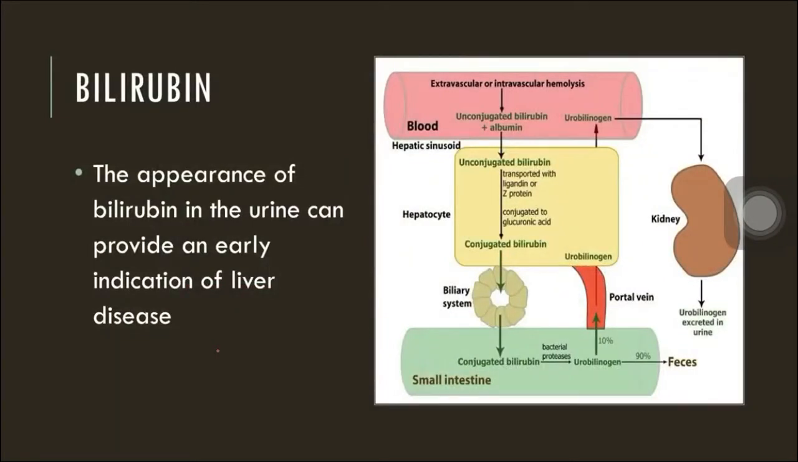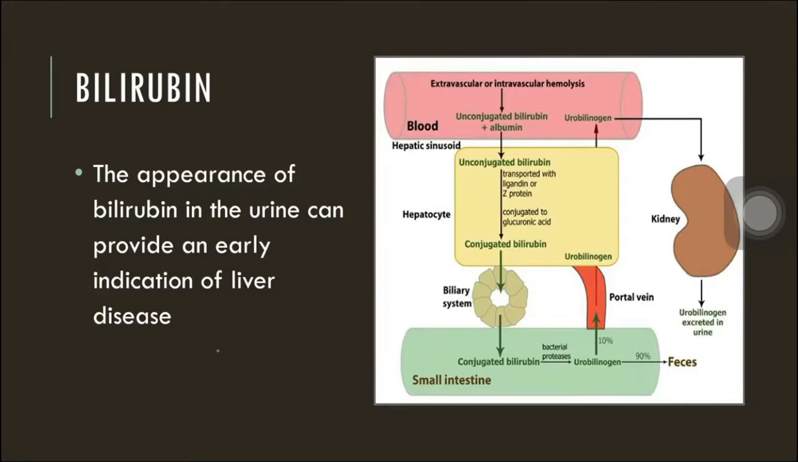Next, we now go to bilirubin. The appearance of bilirubin in the urine can provide an early indication of liver disease. Before we start the bilirubin discussion, let us first look at how bilirubin is formed.